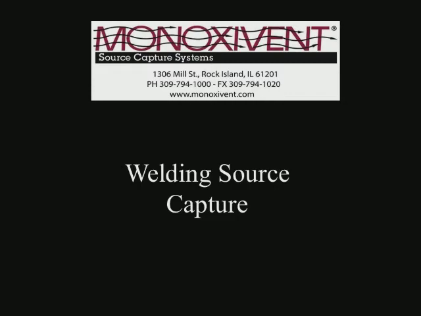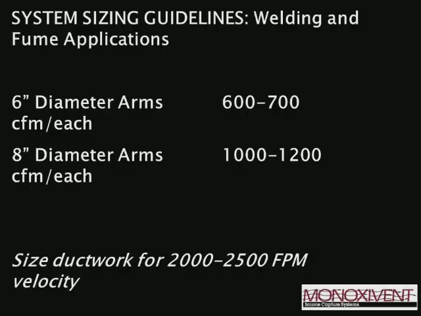I'm going to move on to some simple welding source capture criteria. System sizing guidelines for welding and fume applications. For standard welding, usually with 6-inch diameter arms, we need 600 to 700 CFM. For maybe welding on very lubricated material, maybe a pre-lube material, it generates a lot of smoke and exhaust as it heats up. We may want to use an 8-inch diameter hose, and in that case we'd size it for 1,000 to 1,200 CFM. And again, we need the same type of conveying velocity, 2,000 to 2,500 feet per minute. Again, the idea is just to keep that particulate moving through our ductwork.